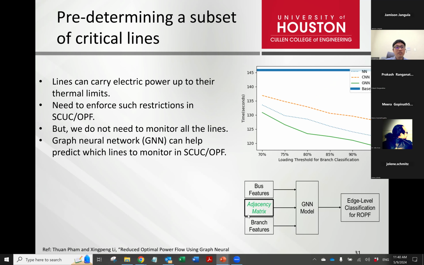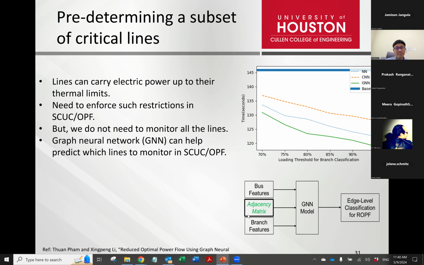Okay, the last strategy is to predict which electrical transmission lines could cause congestions, and for those lines that we believe won't be overloaded, we don't need to include them in the model so that we can reduce the number of constraints.